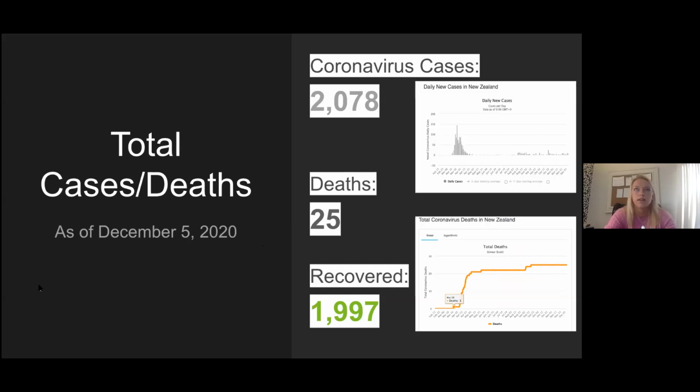Currently, they have just over 2,000 cases and 25 deaths. This is as of December 5th. So they've been able to control the disease pretty well. They acted swiftly and decisively during the early stages of the outbreak, and the citizens have adhered to the rules. They've had widespread testing and contact tracing, and the government has had good communication, which has been key to the success.